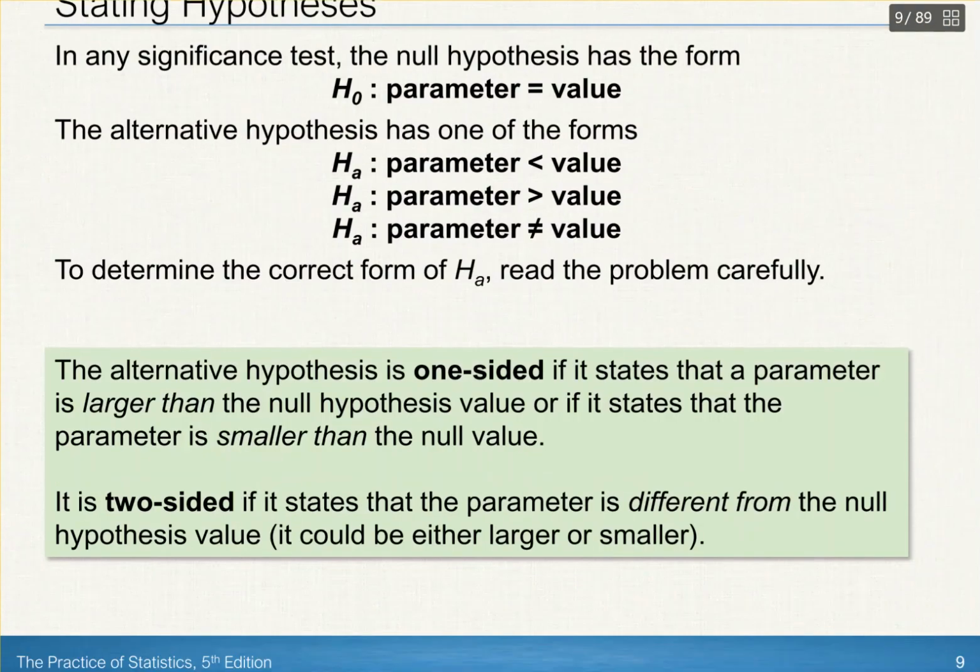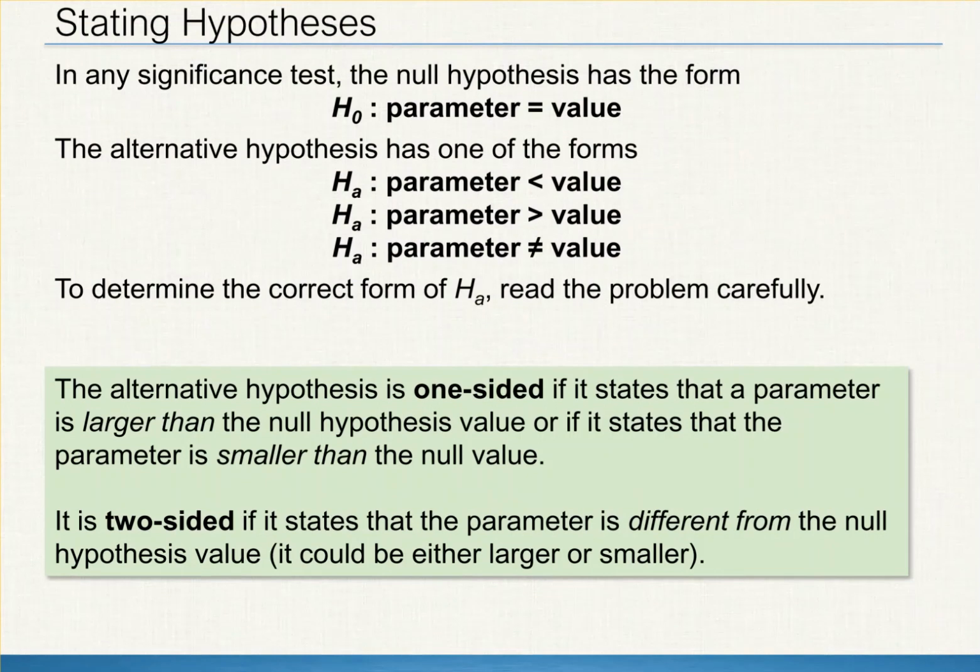In any significance test, the null hypothesis has the form where the parameter equals a value. So the null hypothesis is that this equals this. The alternative hypothesis can either say the parameter is less than the value that's stated, greater than the value that's stated, or, if it's either side, we could say not equal to the value. To determine the correct form of the alternative hypothesis, read the problem carefully. These two right here are called one-sided hypotheses. If we say it's larger or smaller than the value, those are one-sided. If we say it's just not equal to, so it could be larger or smaller, then that's two-sided.